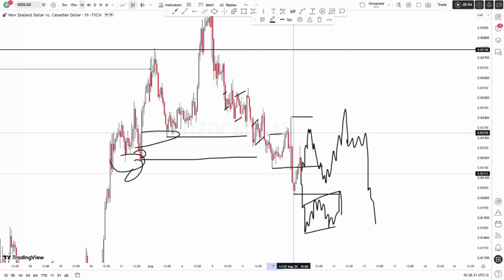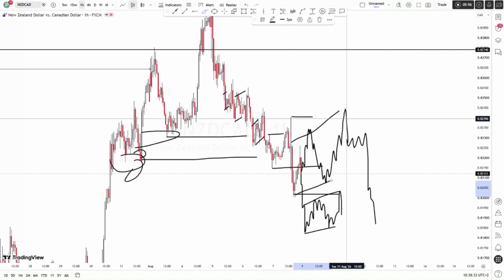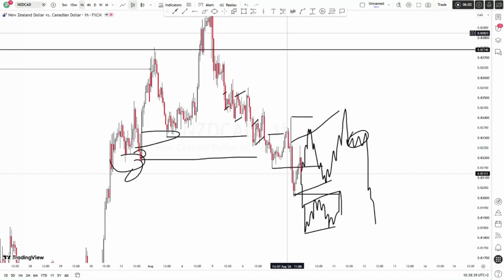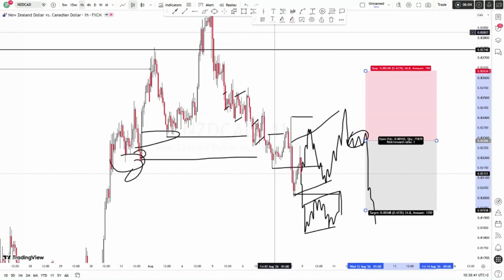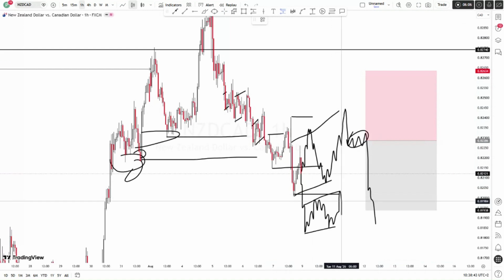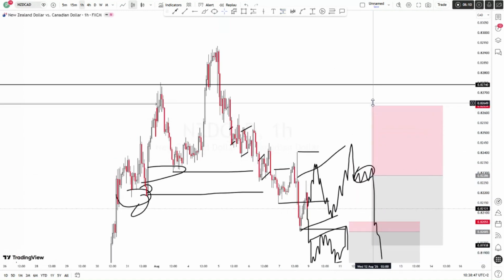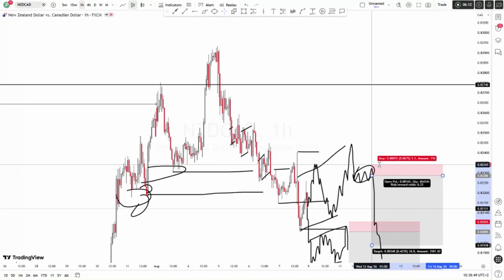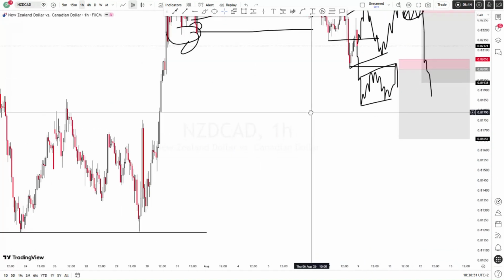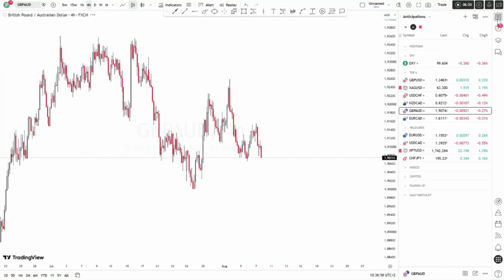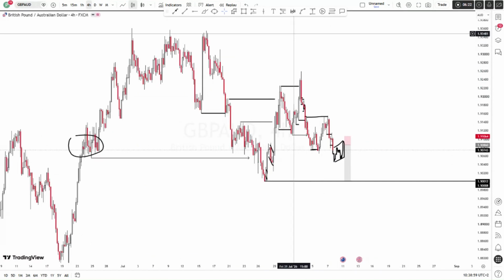I'm looking for something larger here to entertain the IE, or are we just going to market open and continue to impulse down? That's when I will be looking for a sell right here, a continuation right here, right? So that's my whole idea on the Kiwi Cat, still looking to manage down to the lows here. Anything other than that, I'm looking at GA, Pound Aussie.